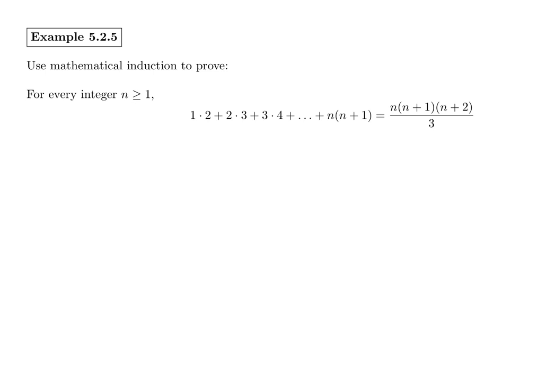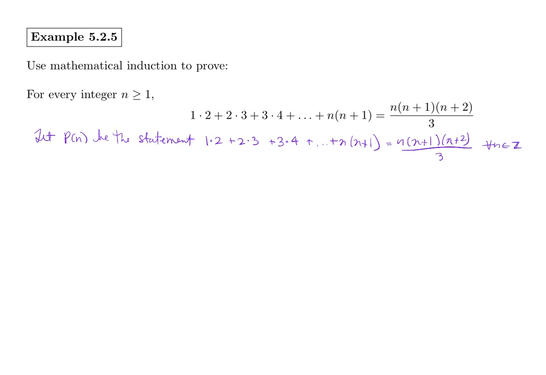So let's start with our statement. So let's let p of n be the statement, and let's rewrite our statement. 1 times 2 plus 2 times 3 plus 3 times 4 plus all the way out to n times n plus 1 equals n times n plus 1 times n plus 2 all over 3 for all n in the set of positive integers. We're back to our basis case, being that we should show that p of 1 is true.